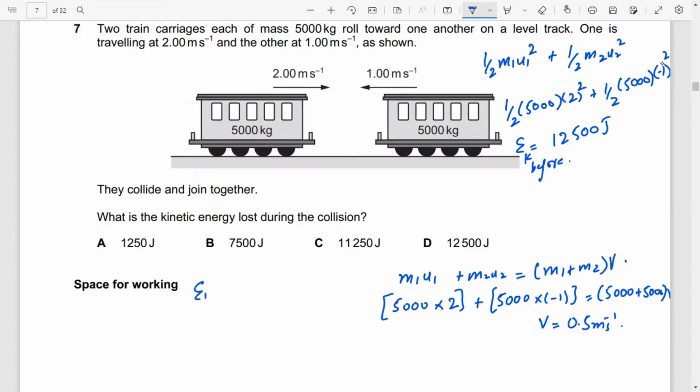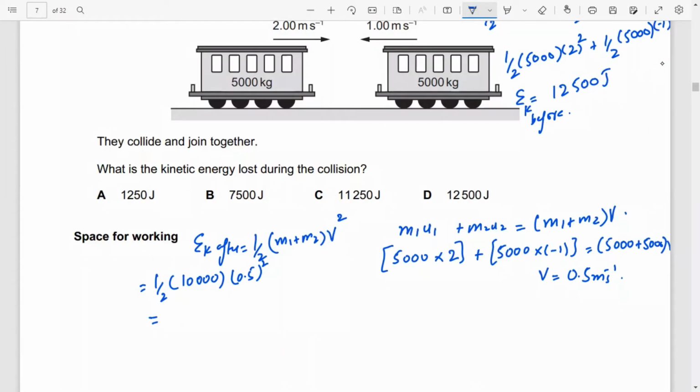अब इसकी kinetic energy after the collision क्या होगी? 1/2 m1 plus m2 is 10,000 into this v square. v is 0.5 whole square, ठीक है? और इसको जब आप करेंगे तो आंसर आपके क्या आएगा जी? 1250. अब ये आफ्टर है, ये बिफोर है, तो लॉस कितनी होगी?